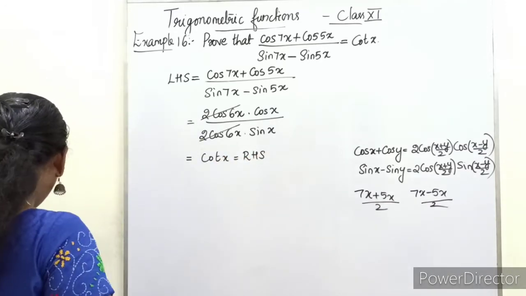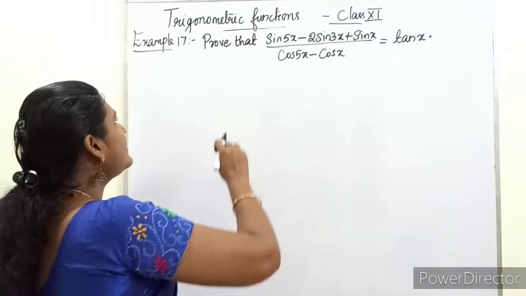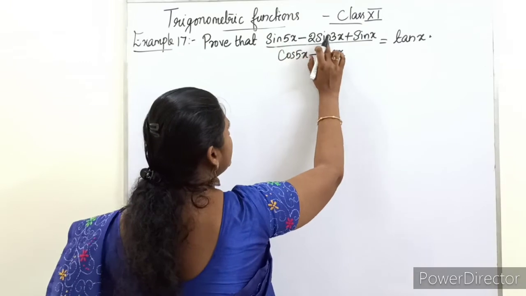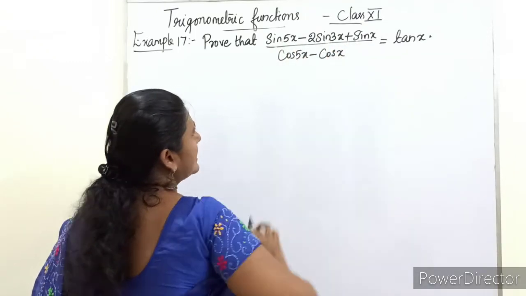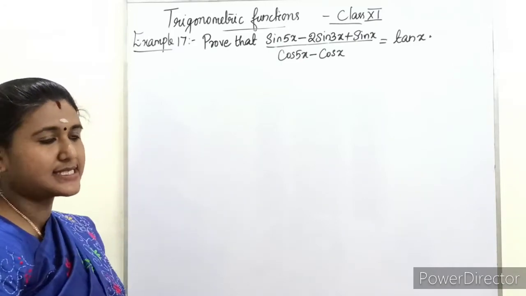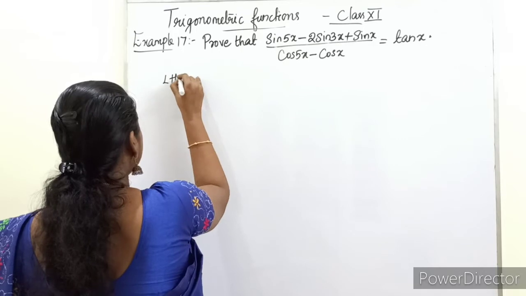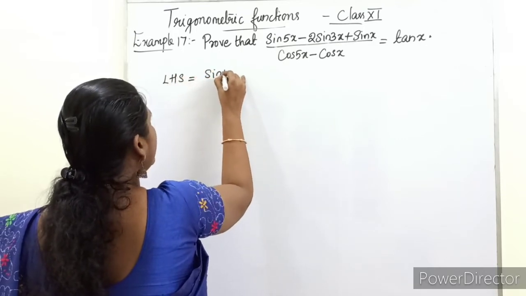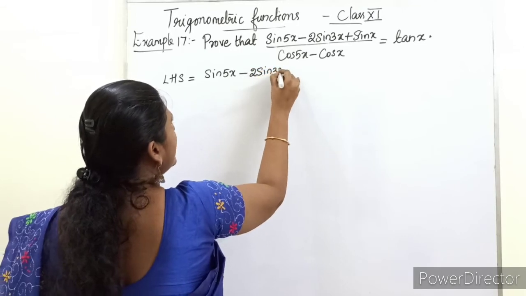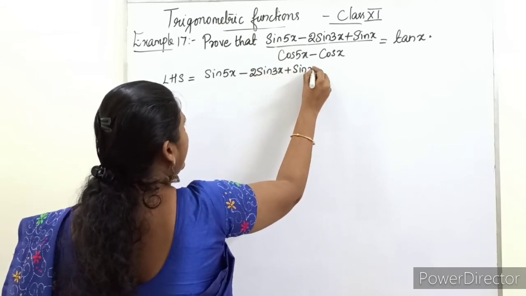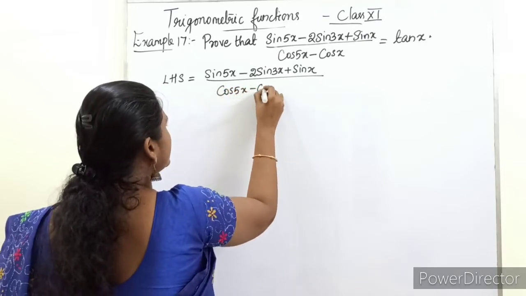Now the next question, example 17. Prove that (sin 5x minus 2 sin 3x plus sin x) divided by (cos 5x minus cos x) is equal to tan x. So here you see the left side expression. We will start with the LHS expression, that is sin 5x minus 2 sin 3x plus sin x divided by cos 5x minus cos x.